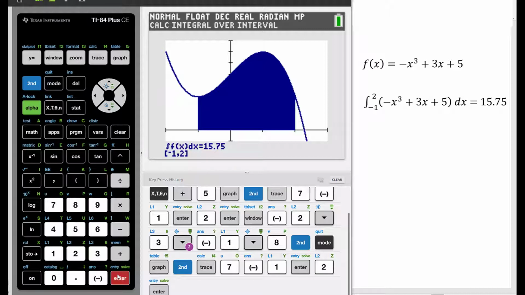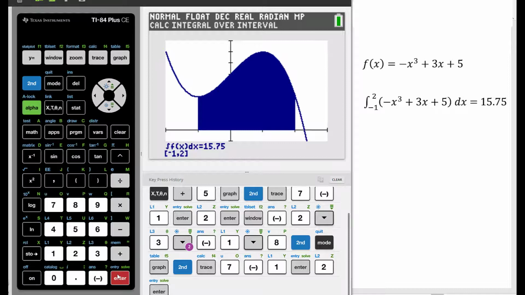This window gives us a better view of the region bounded by the function f of x equals -x raised to the third power plus 3x plus 5 and the x-axis over the closed interval from -1 to 2. Here, our coordinate plane has an x-axis that extends from -2 to 3, and the y-axis extends from -1 to 8, both by a scale of 1.